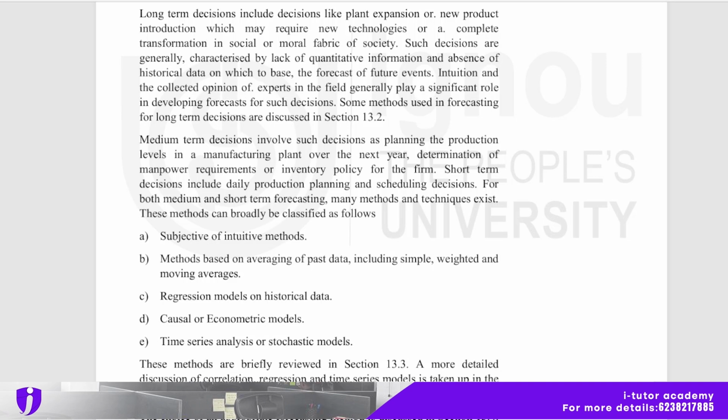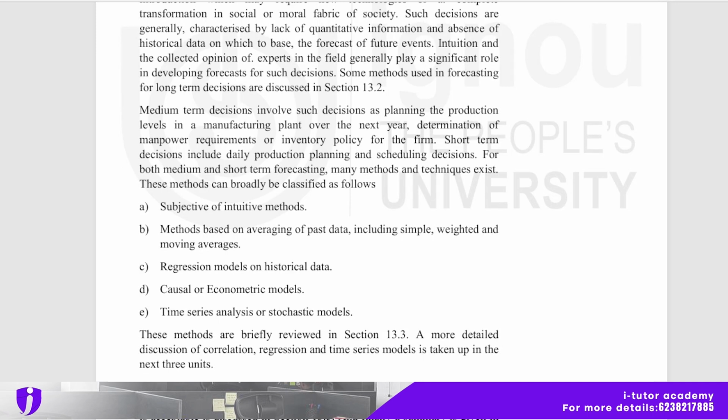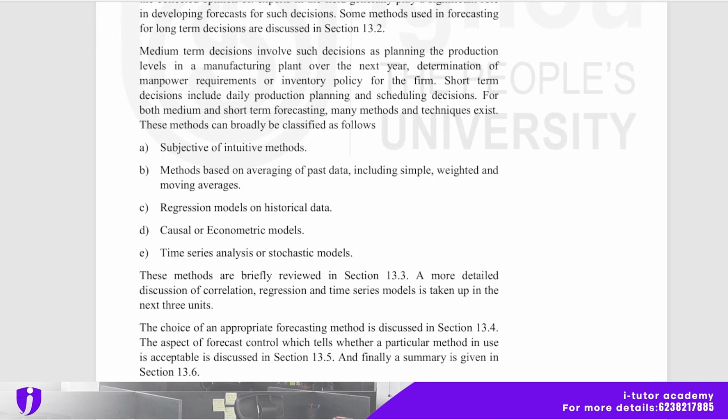For both medium and short term forecasting, many methods and techniques exist. These methods can broadly be classified as follows: subjective or intuitive methods, methods based on averaging of past data including simple, weighted and moving average, regression models on historical data, causal or econometric models, time series analysis or stochastic models.